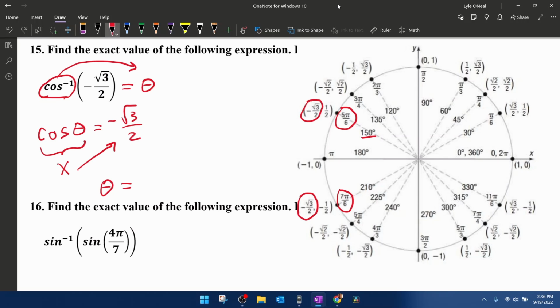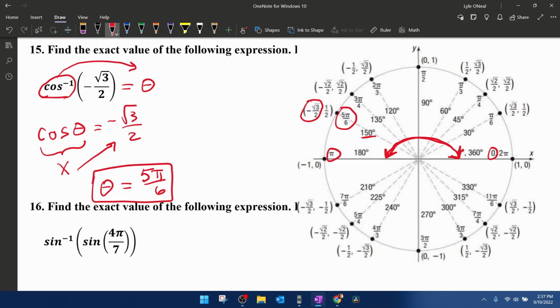So if you're wondering which one of these angles is correct, well, it depends on the values that inverse cosine produces. It's like the range of values that are acceptable answers for the inverse trig functions. And we know that the inverse cosine produces angles from 0 to pi. You have to look for an ordered pair in this range. And since 7 pi over 6 is not in that range, we know the answer is 5 pi over 6.